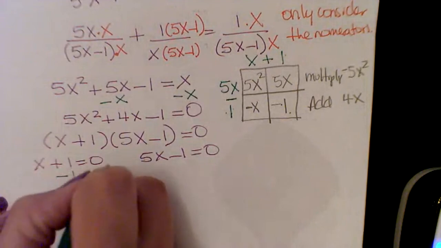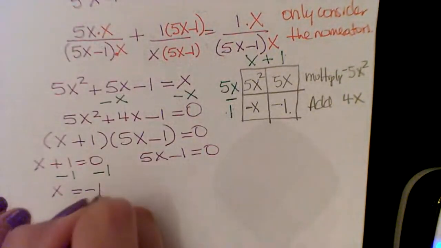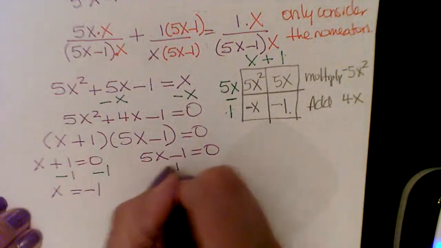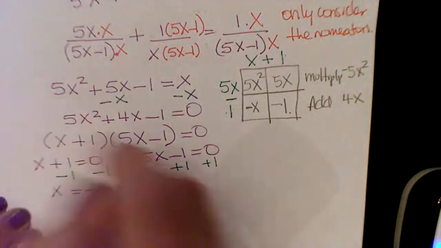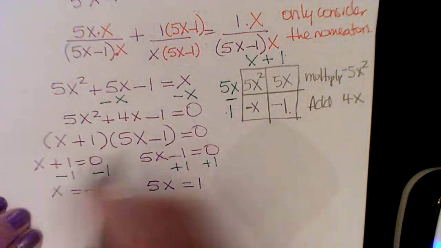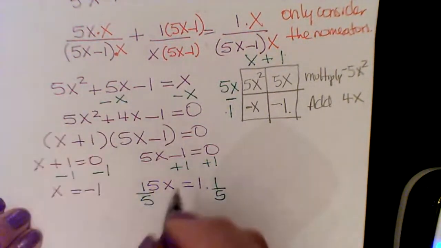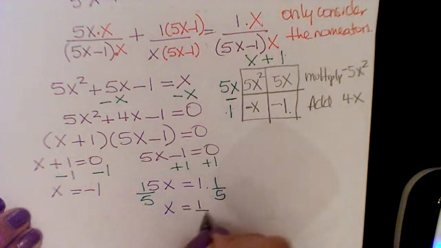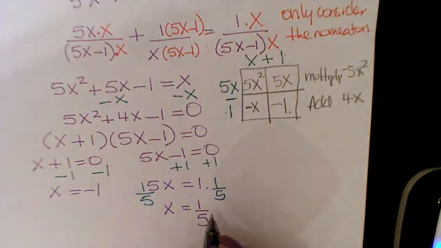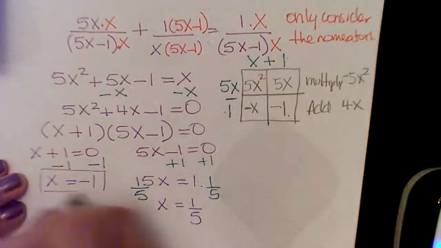So we're going to subtract 1. 5x equals to 1. We're going to make a 1. So what do we have? X equal to 1 over 5. Now, let's see. We have one answer that is x equals to negative 1.